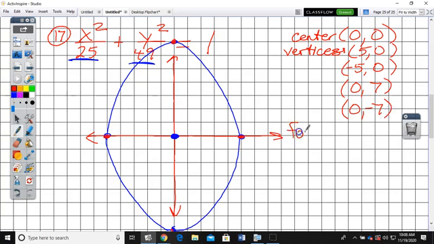Your foci. C is the square root of what? 49 minus 25, which is square root of 24, which I can reduce to 2 square root of 6. Add and subtract that to which part of the vertex? The x part or the y part? The y part. So it'll just be 0 and then 0 plus or minus 2 square root of 6.